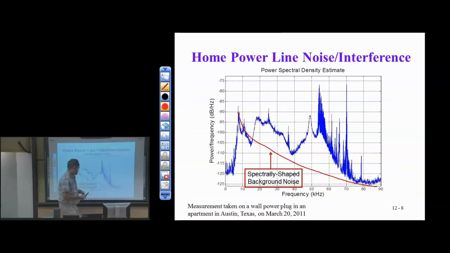Okay, so let's go a little deeper. The way that folks tend to model this, not the only way, is to have a spectrally shaped background noise that falls off at the rate of e to the minus some function of frequency.